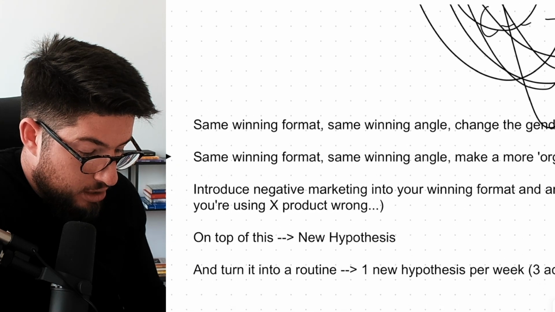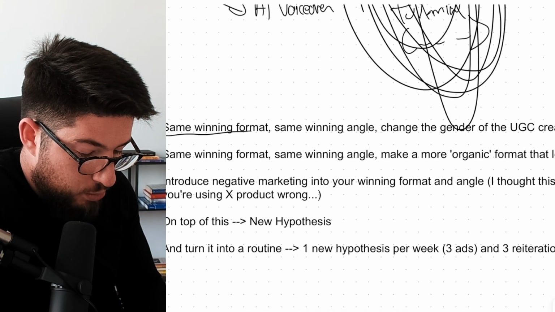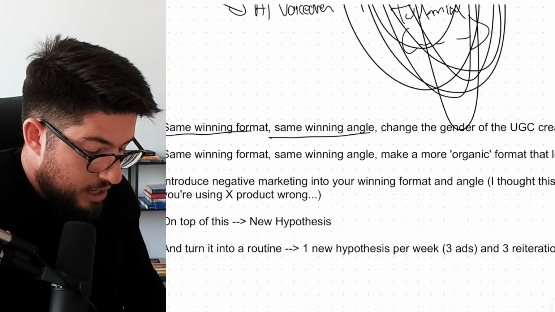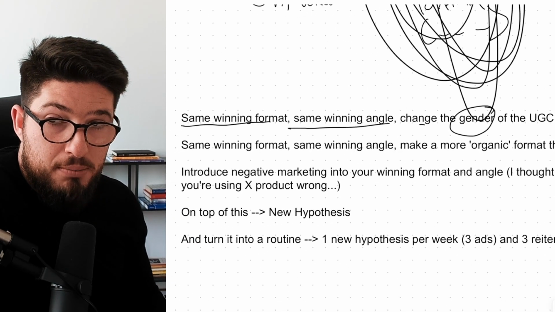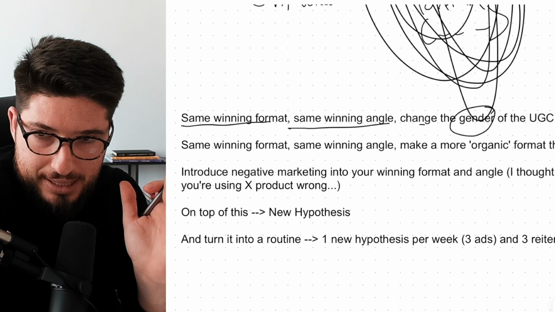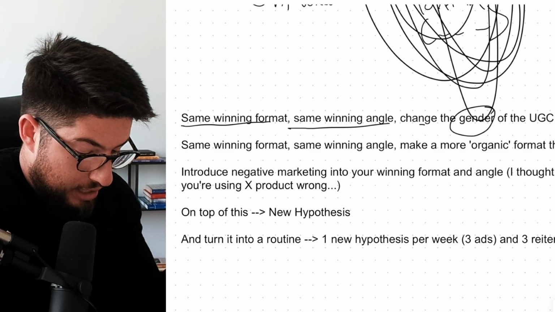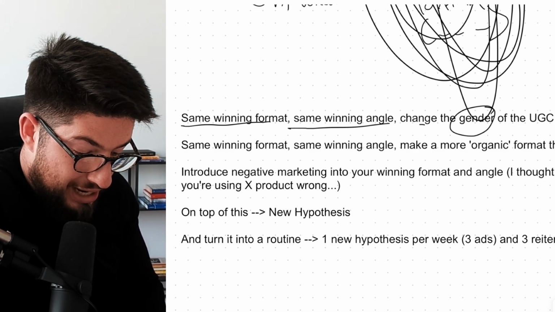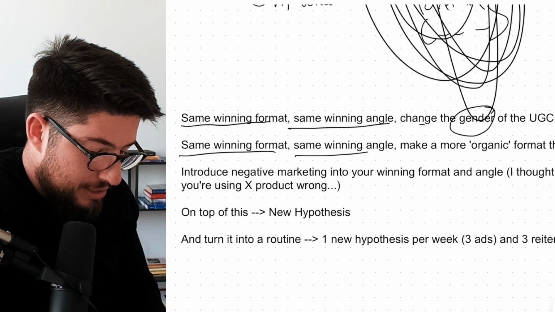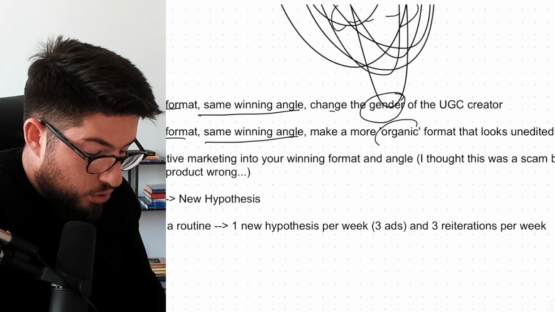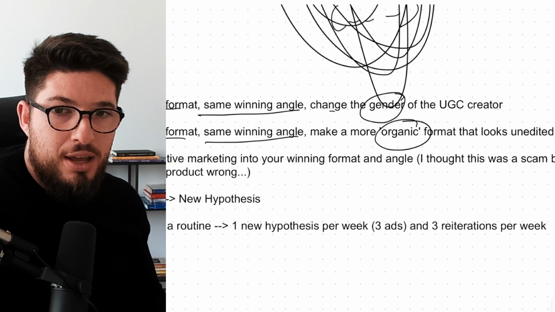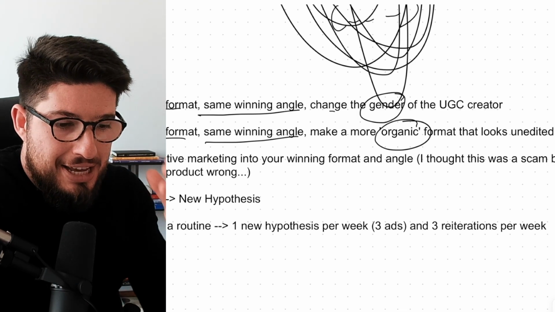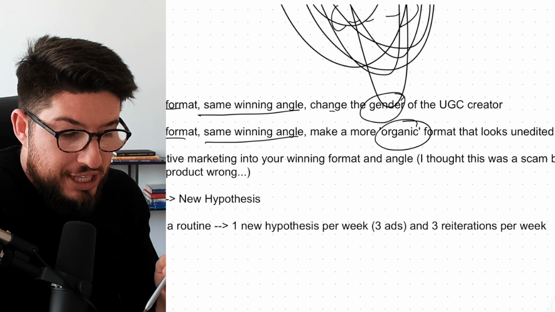So, one example, I can do the same winning format, the same winning angle, and I can change, for example, the gender of the UGC creator. But these are just random examples. What you have to do is sit down every week and realize what else can we do. Same winning format, same winning angle, and we make a more organic format that seems raw, seems unedited. Oh, we actually did it last week with a client, and now it's under test.